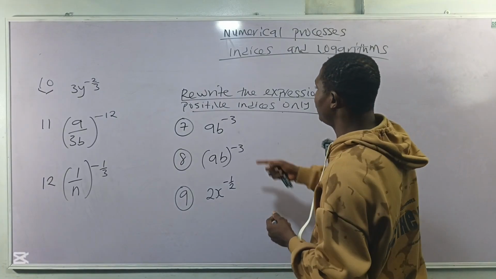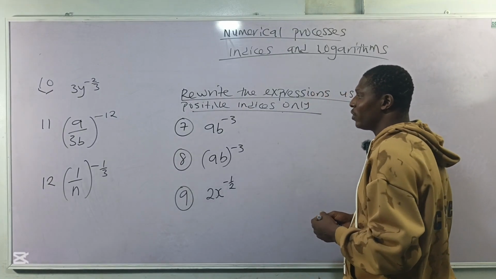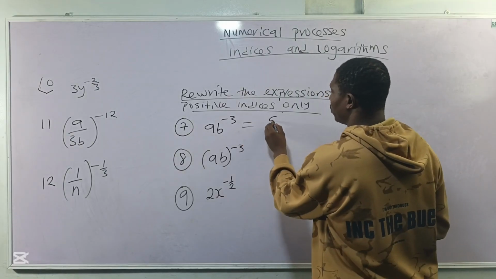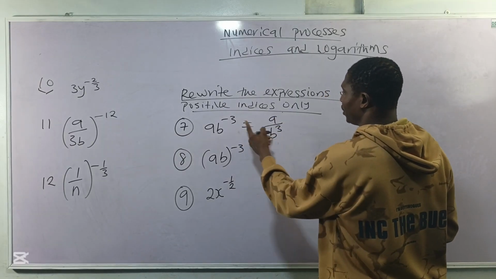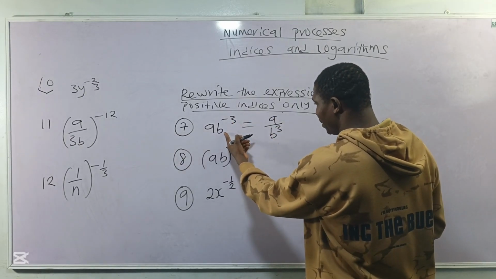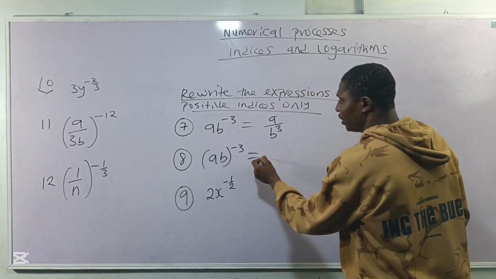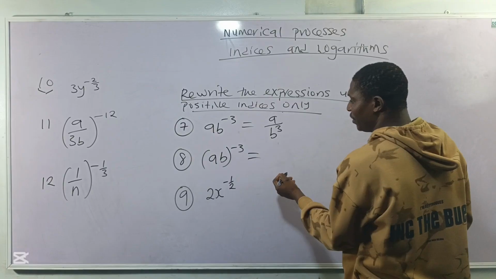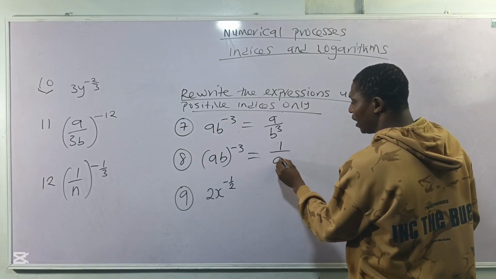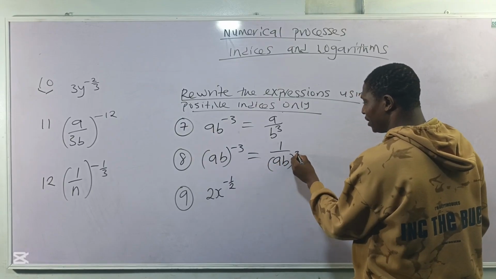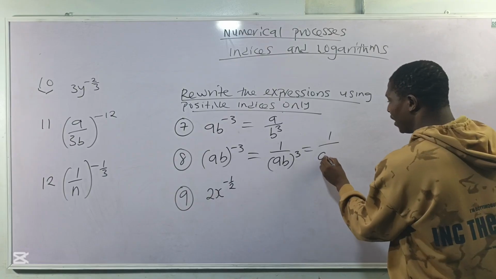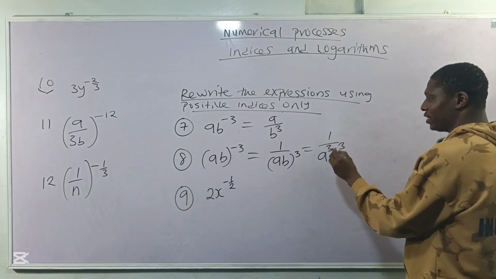So again we have this: ab raised to power minus 3 will give me a all over b raised to power 3, because the negative 3 is affecting only the b. So if I bring b to the bottom, I will have the negative sign removed. This is affecting the a and b, so I have 1 all over ab raised to power positive 3. This can be written as 1 all over a raised to power 3, b raised to power 3.